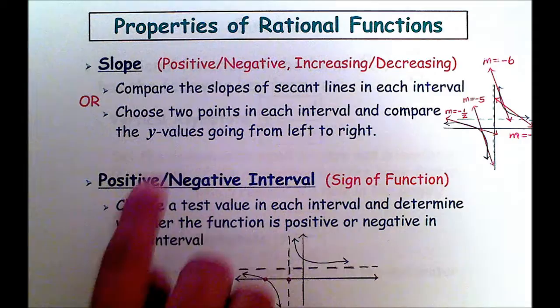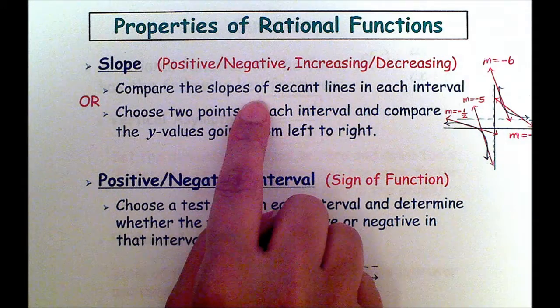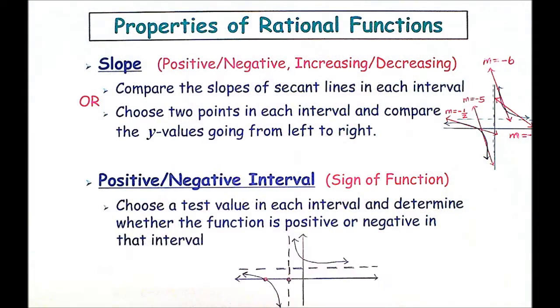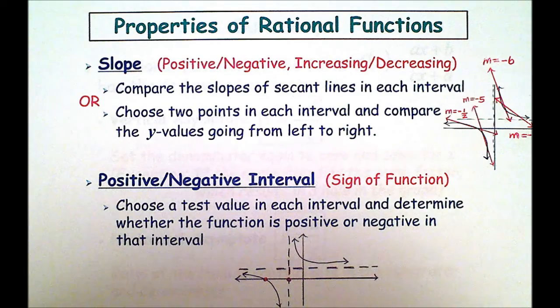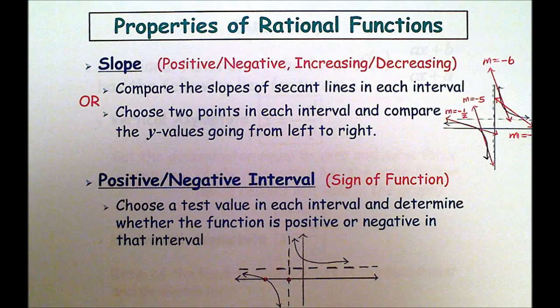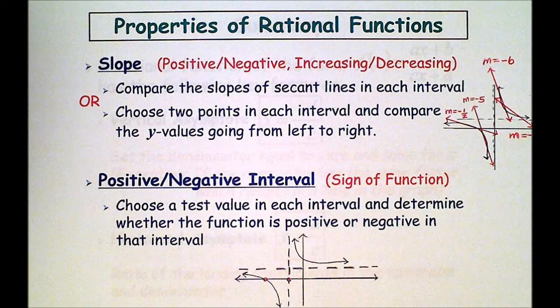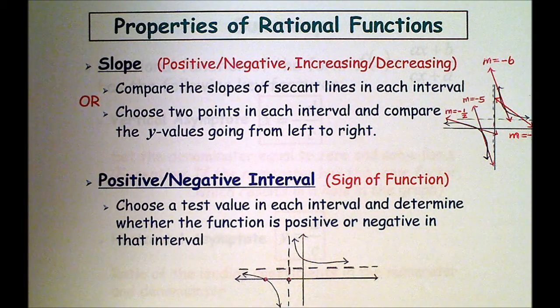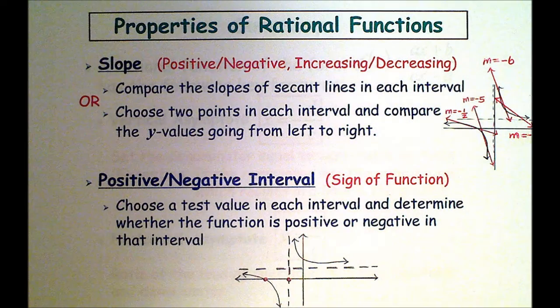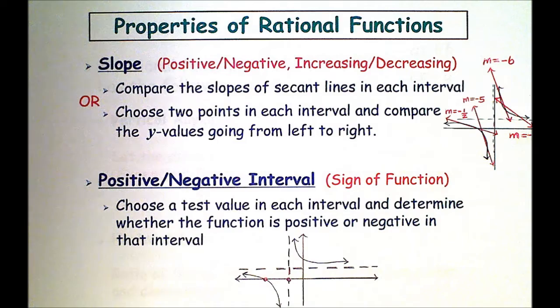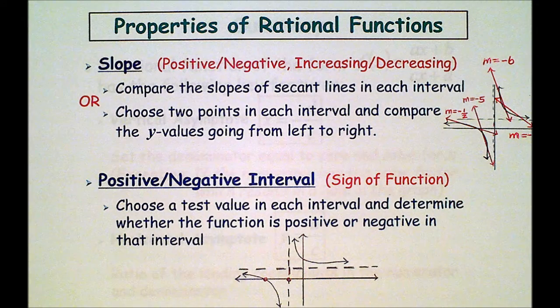First of all, you can compare the slopes of secant lines in each interval. So you can look at the segment of the function to the left of the vertical asymptote and then the segment of the function to the right of the vertical asymptote, and look at a couple of secant lines and compare whether the secant line has a positive or negative slope and whether the slope is more positive or less positive, or more negative and then less negative. So you're just comparing to see what's happening with the slope. Or your other option is to choose 2 points in each interval and then compare the y values going from left to right. So there's a couple of different ways that you can look at slope.